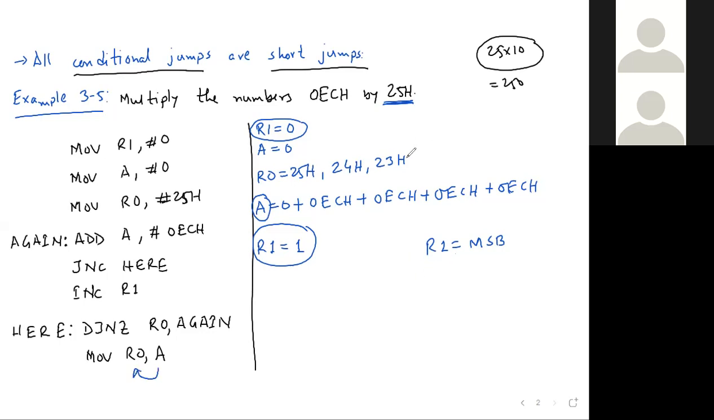So finally, when R0 becomes 0, you will not jump again, you will come over here. So see, when will you come? You will come to this line only when your R0 becomes 0.